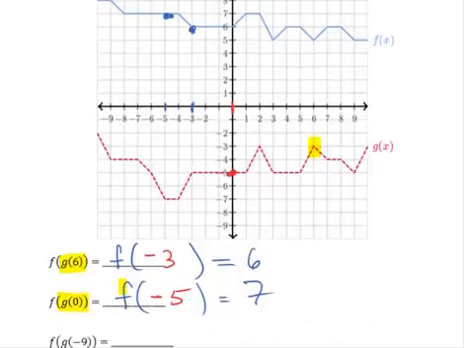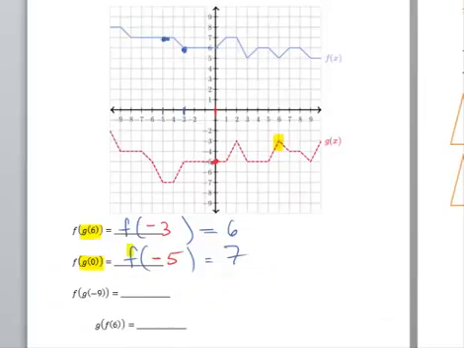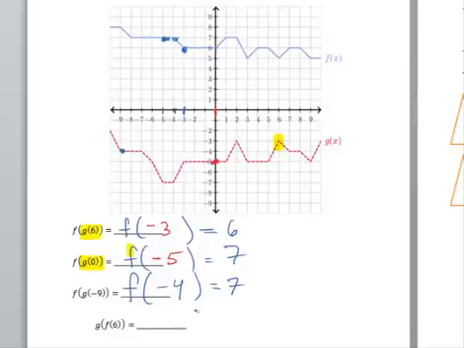Let's look at a couple more examples. So, for example here, when we have f of g of negative 9, we're going to have f. We need to find g of negative 9, so negative 9. Right here, g of negative 9 is negative 4. f at negative 4 is a positive 7.